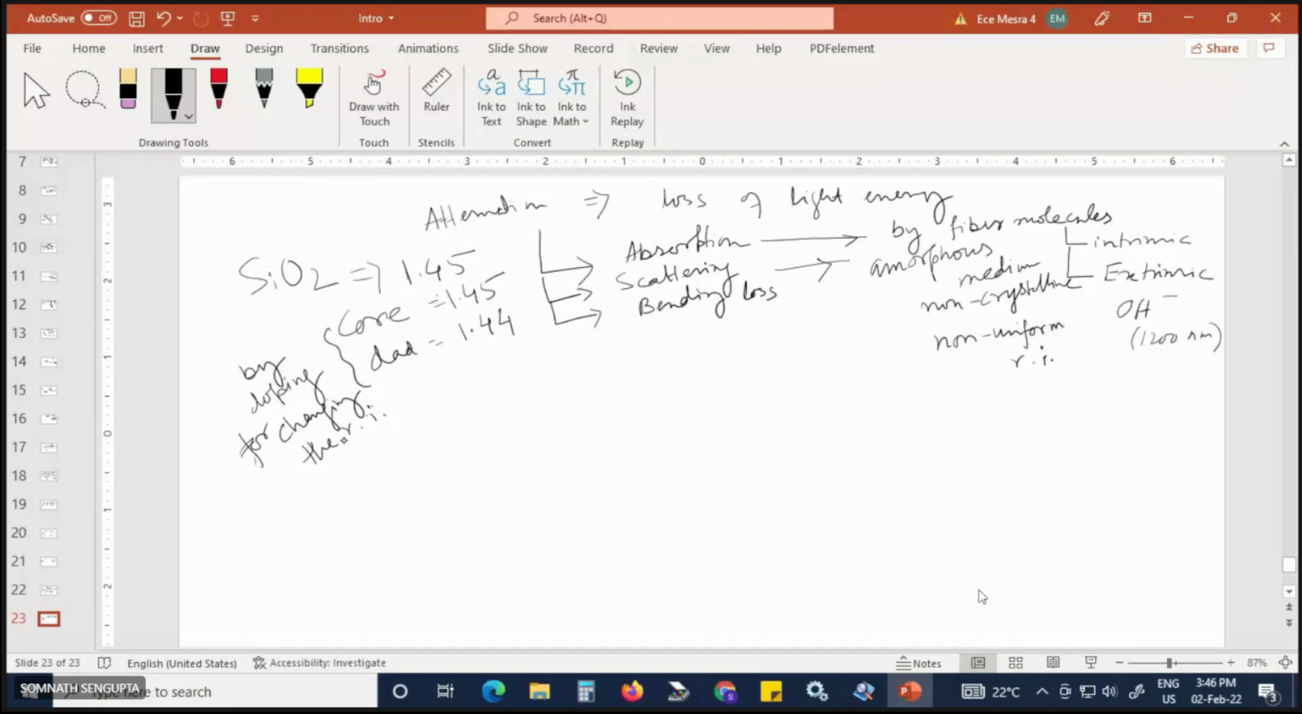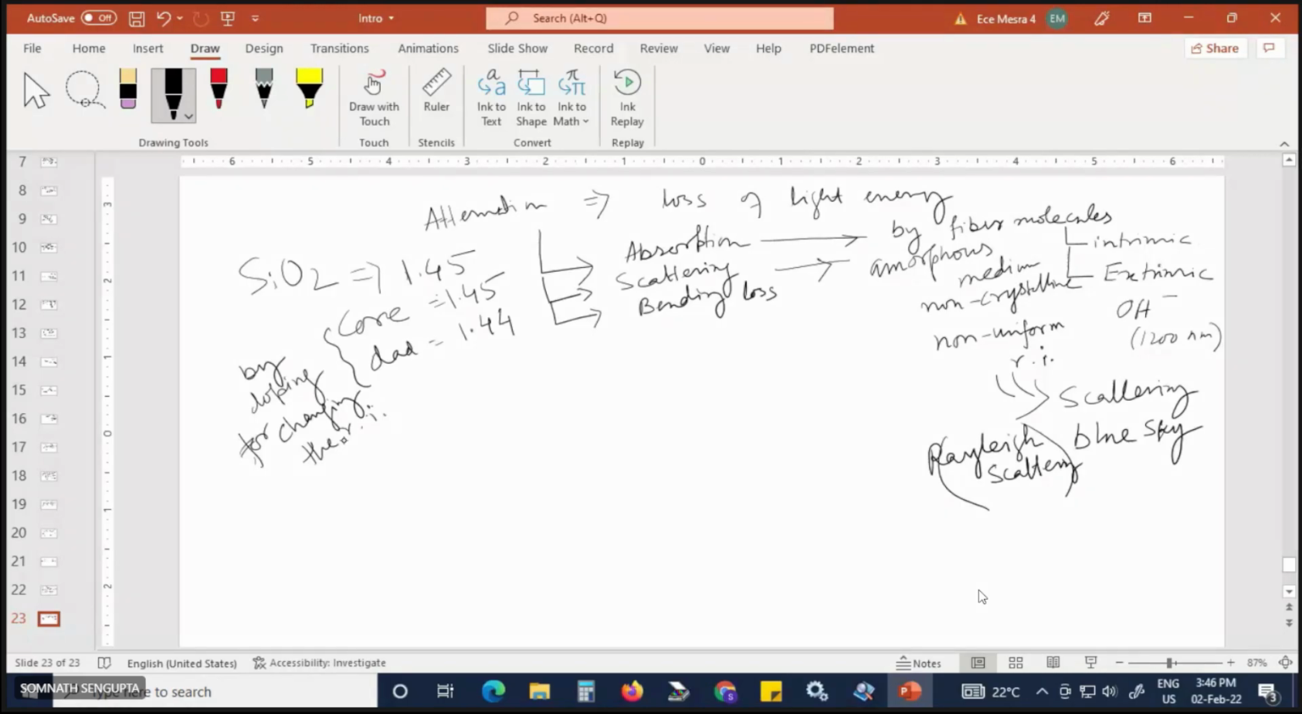Non-uniform refractive index. Due to that, light scattering occurs. You know that the blue sky is due to Rayleigh scattering. That is nothing but, in the air there are different layers which have varying refractive index.